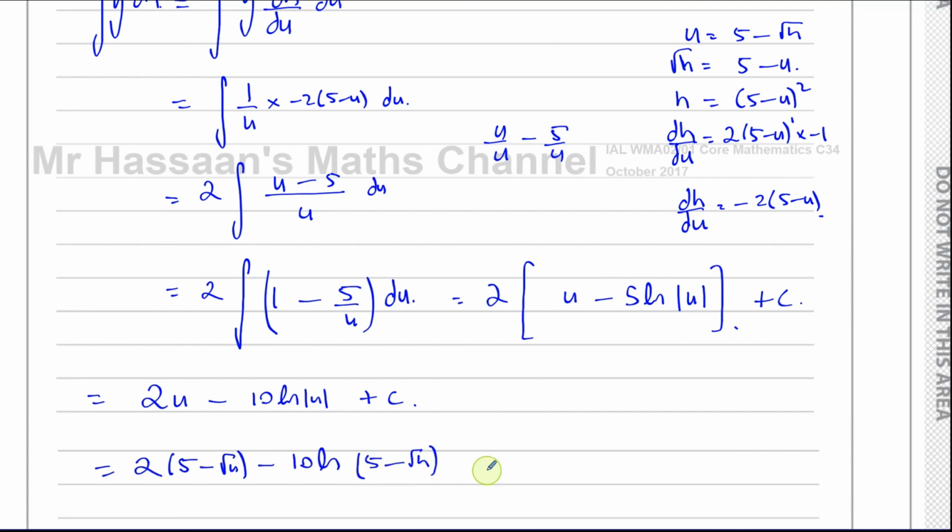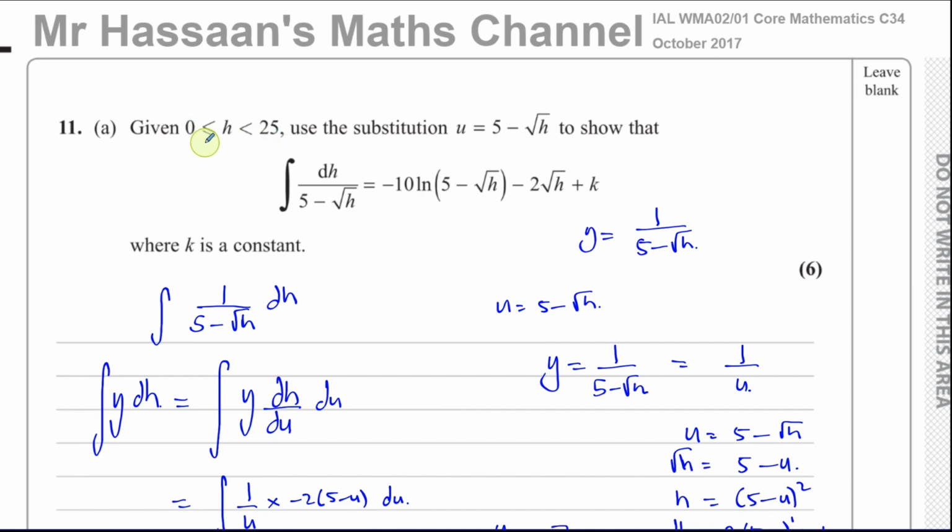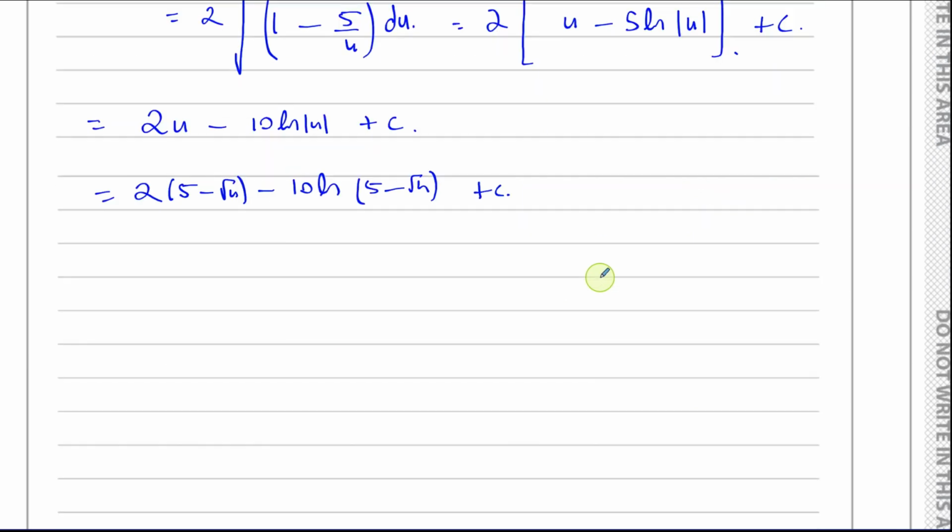Now, there's something important that was written up here. That h is between 0 and 25. So we know that h is greater than or equal to 0 and less than 25. Therefore, 5 minus the root of h will always be positive. Why? Because if I put 0 in here, the lowest number, I get 5, which is positive. The highest I can go is just below 25. If I could put 25 in here, I'd have 5 minus 5, which equals 0. But what I can put here is less than 25, so this will always be less than 5.